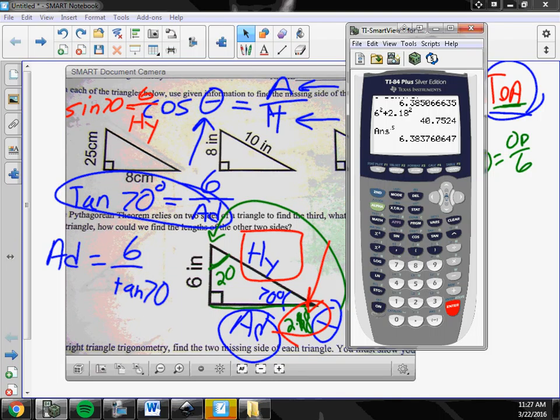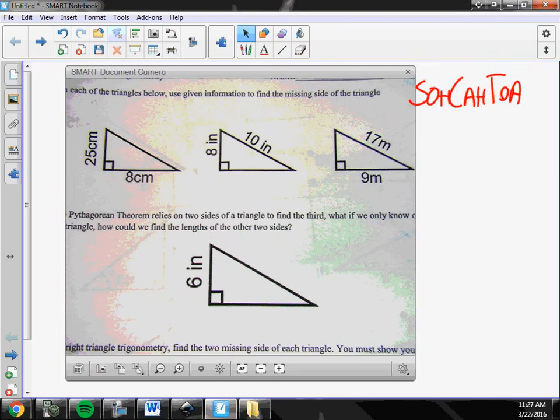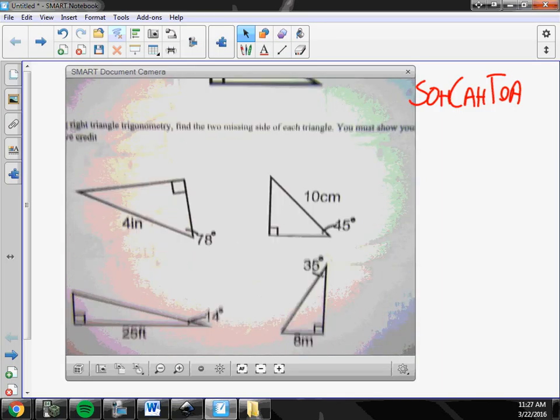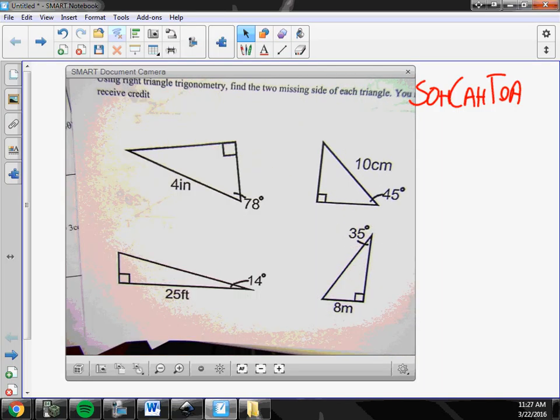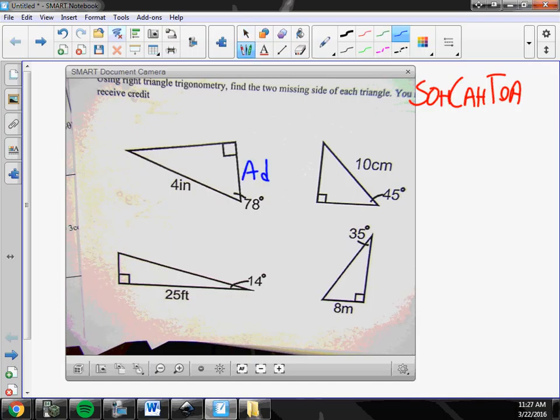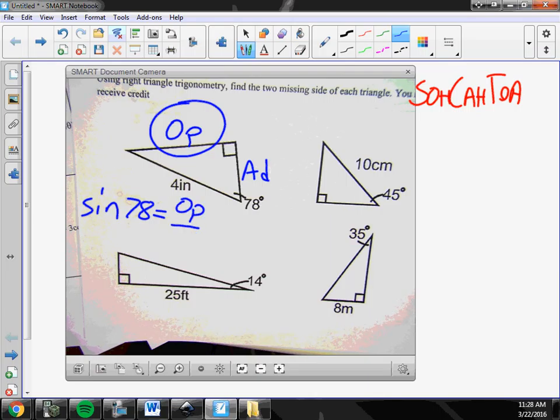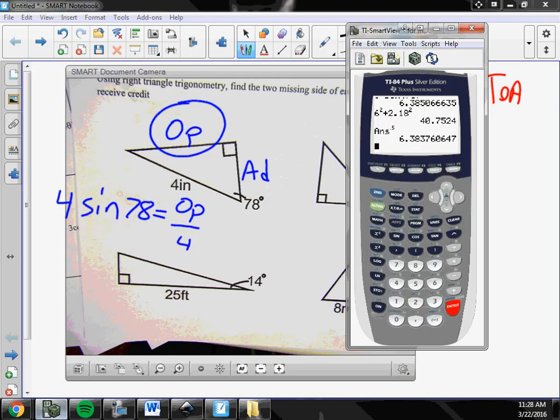Okay? So, you have 4 problems down here. Let's do a couple of them together. This is my adjacent side, and this is my opposite side. What trig ratio am I going to use to calculate the opposite? The sine of 78 is equal to opposite over 4. So 4 sine of 78 is 3.91.